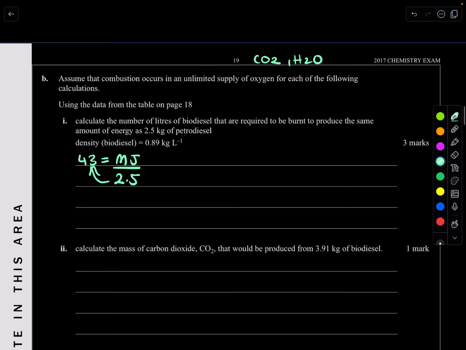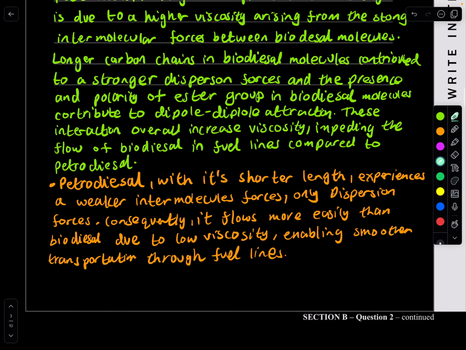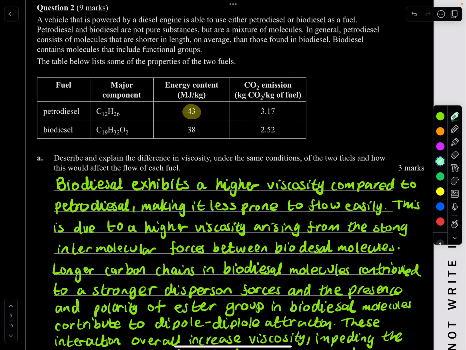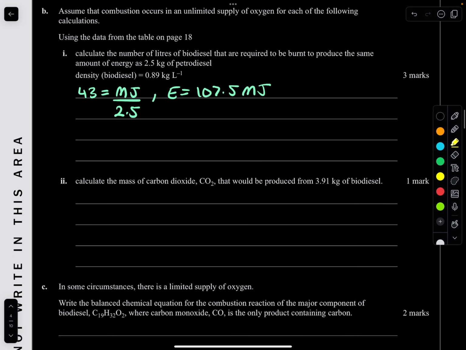And so multiply these together to get the megajoules, the energy. 43 times 2.5, we will get approximately 107.5 megajoules, and that's how much energy we want. We want to know how many liters of biodiesel are required to be burnt to produce this amount of energy. Now let's use the energy content of biodiesel, which is 38 megajoules per kilogram.